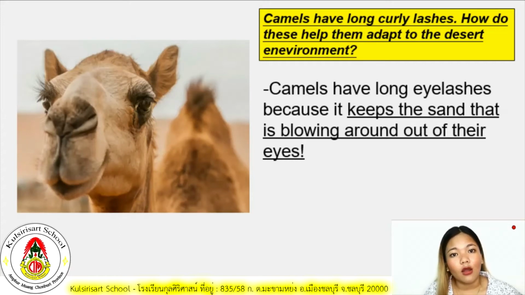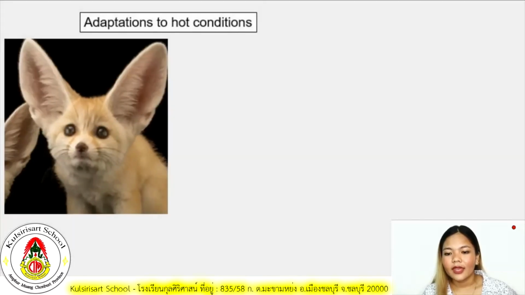So these long lashes have functions for camels as well. They are not just there for accessory, and this is also another type of adaptation among camels, okay? I hope that this is already clear to you. Adaptation in hot condition. Some animals have features which help them adapt to hot conditions. Okay, we have here another example still under adaptations to hot condition.